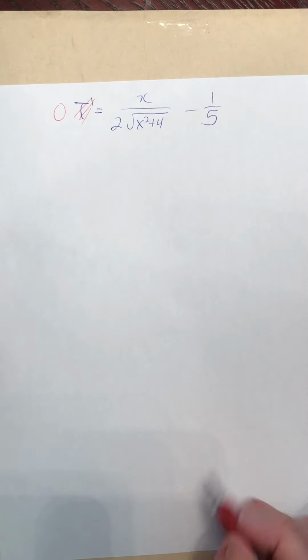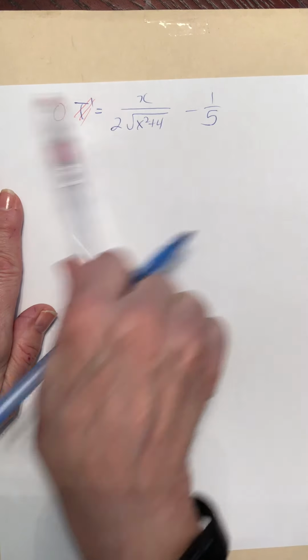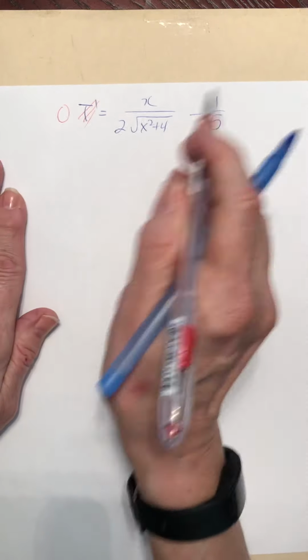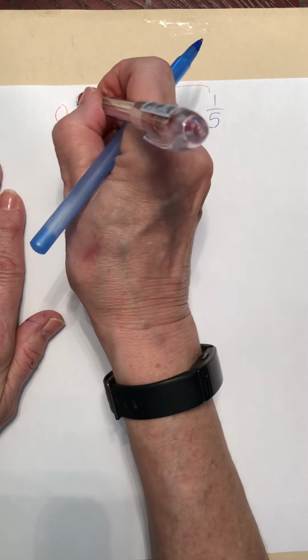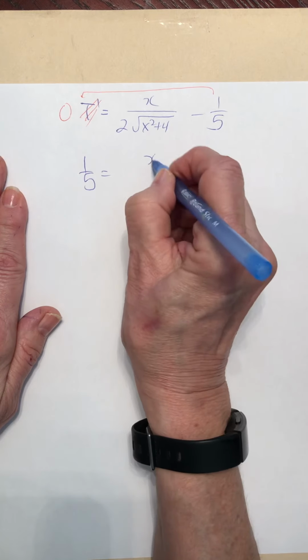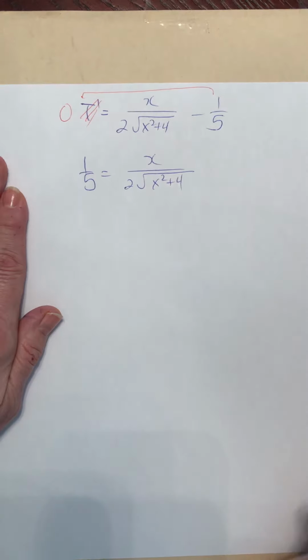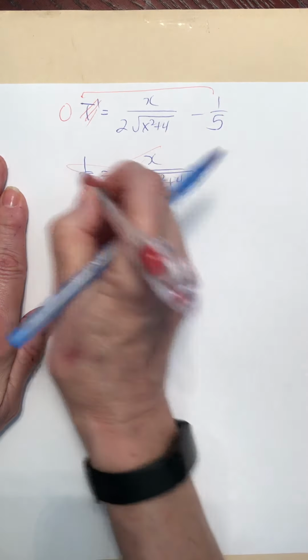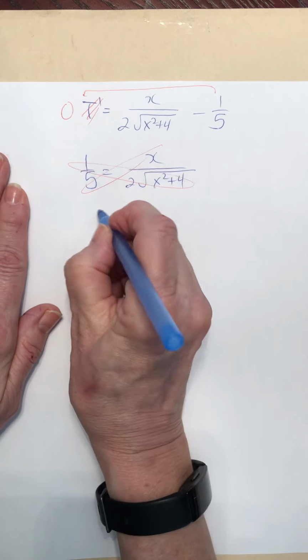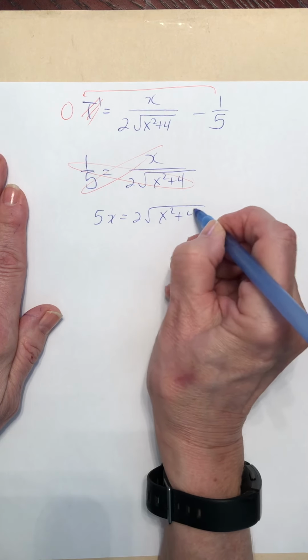So you have different choices right now. You could find common denominators and then worry about making the top equal to 0. But because you have a binomial, why not just haul this 1/5 to the other side? You'll have 1/5 equals x over 2 root x squared plus 4. So I'd probably just apply cross multiplying. So now I'm going to have 5x equals 2 root x squared plus 4.